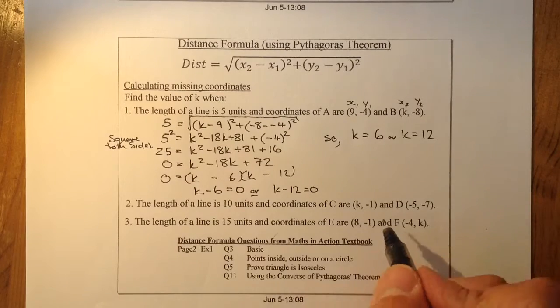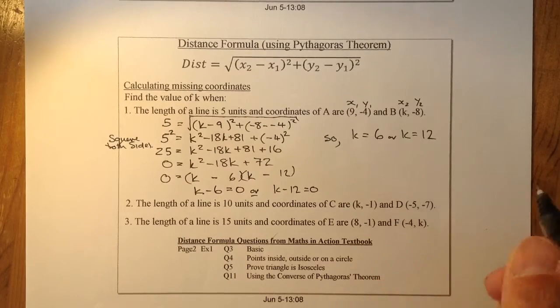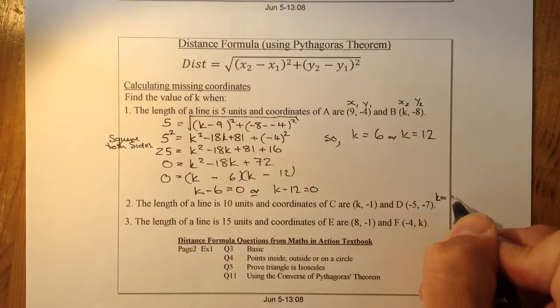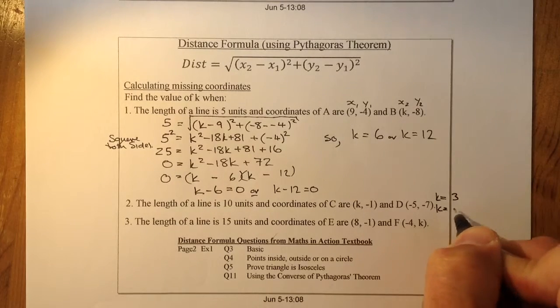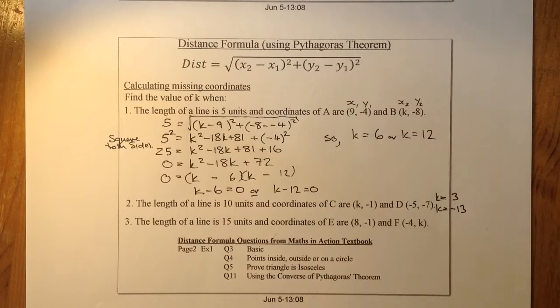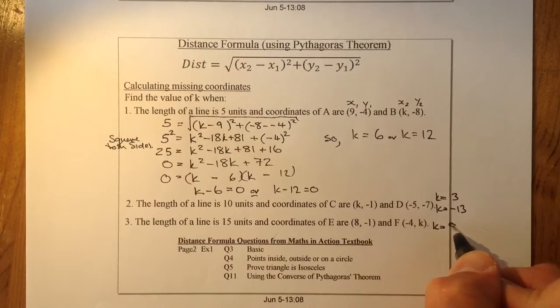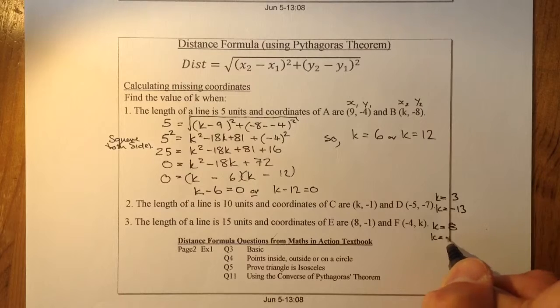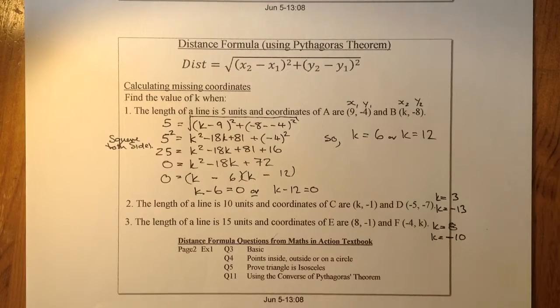Okay, so the answer for this one here, we're going to go for k is going to be equal to 3, or k is equal to minus 13. So there's 2 solutions for question number 2. And for question number 3, we've got k is going to be equal to 8, or k is equal to minus 10. Right, so they're the solutions for these ones.